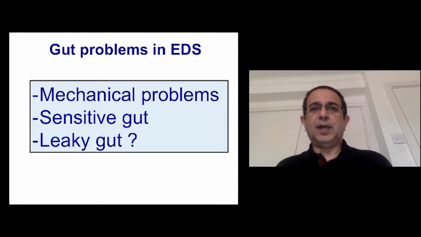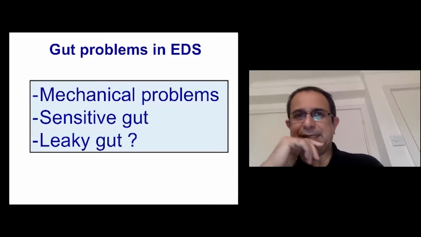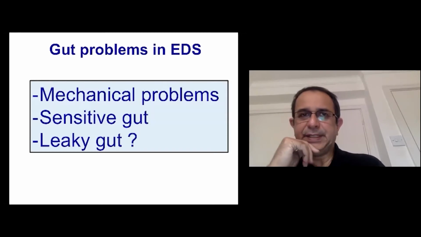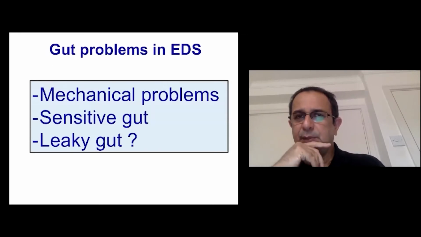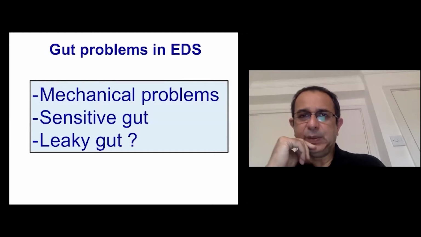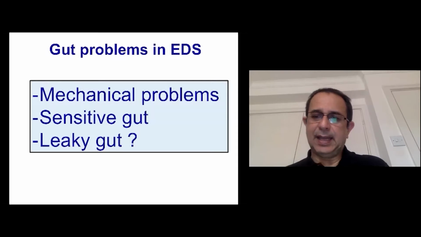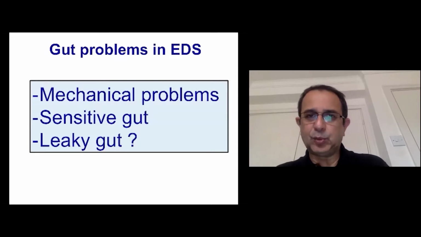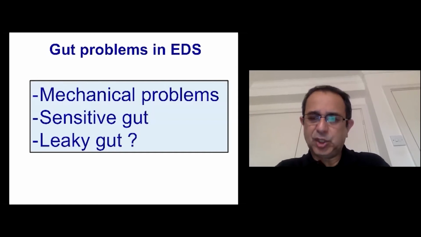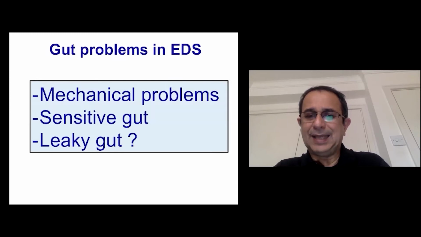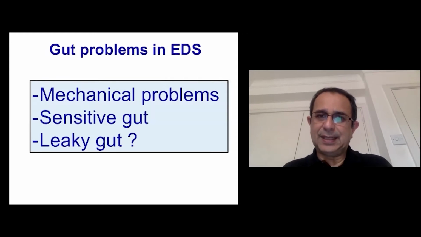So when we think about gut problems in EDS, I like to divide them into three areas: mechanical problems, where the movements are affected; sensitive gut, where there is more pain; and then the third one, where the jury is a bit out as to whether this really is a cause of symptoms in EDS patients, which is leaky gut. Looking at the mechanisms of symptoms in other disorders like irritable bowel syndrome and functional dyspepsia, leaky gut is quite common in those conditions, and it is suspected that this may be the case in EDS patients with gut symptoms as well.